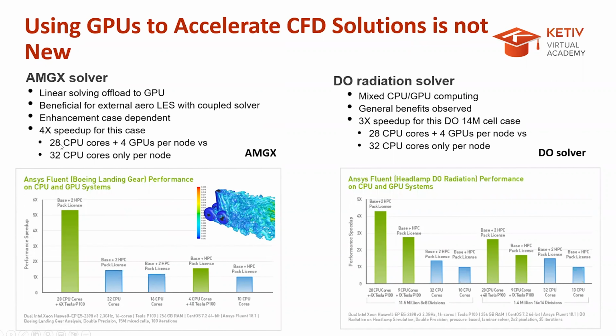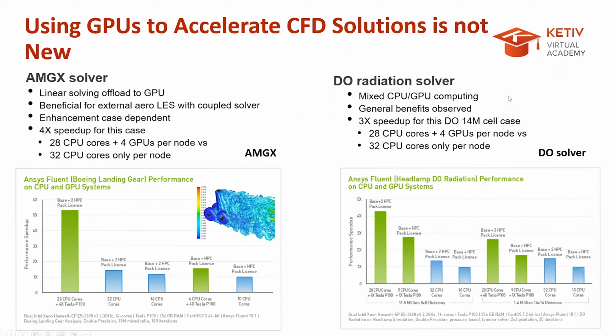And then you can compare that to a combination of CPU plus GPU, when you end up using 28 CPU cores and 4 GPUs. So by using this approach of offloading a part of your simulation to the GPU, you can get around 4 times speed up for this particular problem.